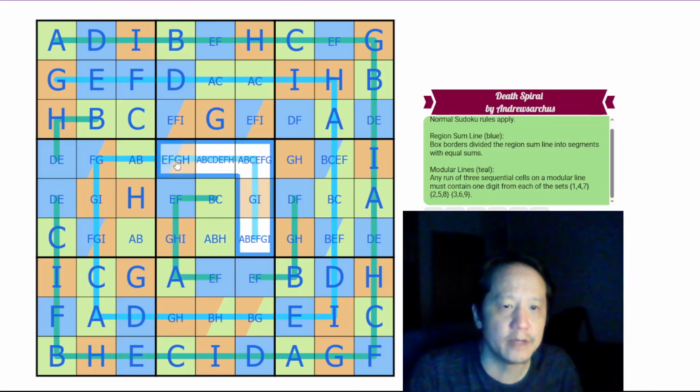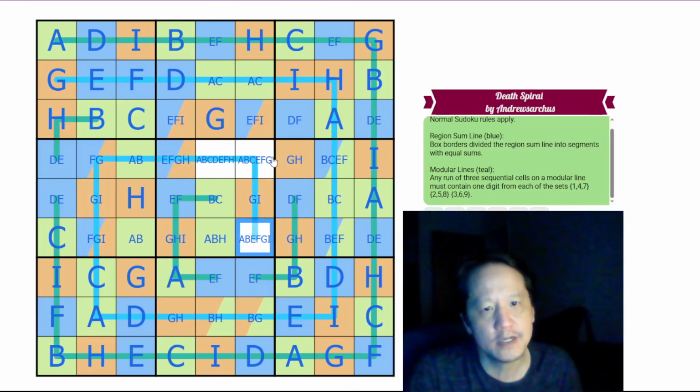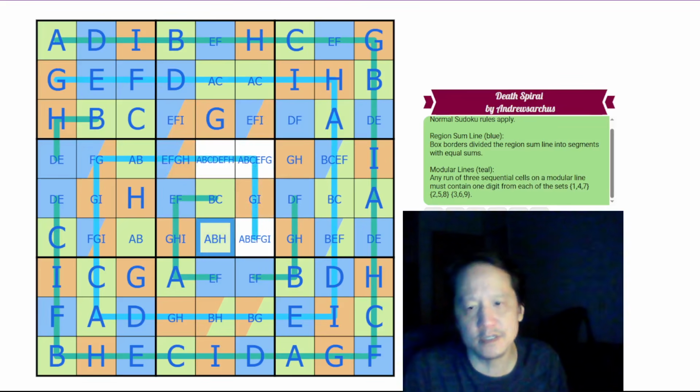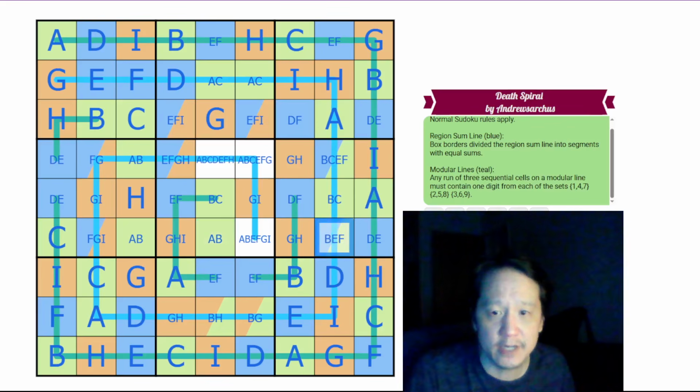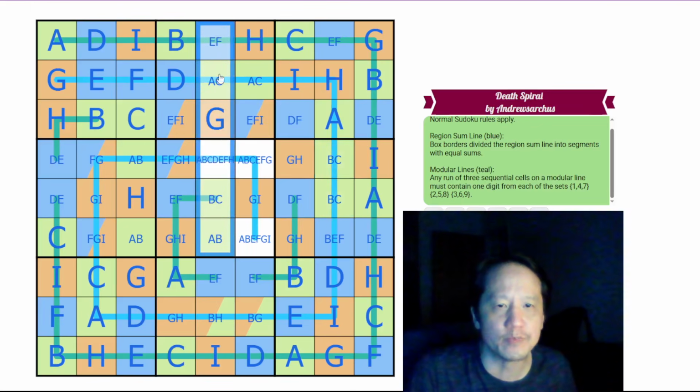Because this sum mod 3 must equal this sum mod 3. Well, we have 1 extra orange. This must have 1 extra orange. And we have guaranteed 2 blues and 1 each of the sets. So then the extra 1 must be an orange, which means this is green. That's AB as a pair. This cannot be green. It's blue. Therefore, this can't be blue here. This is green. So we have a green triplet in column 5.